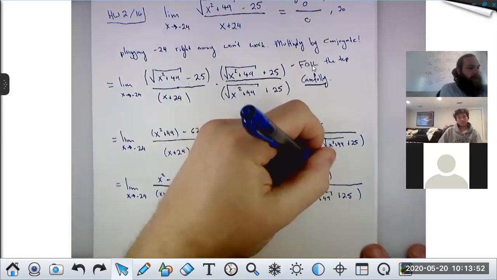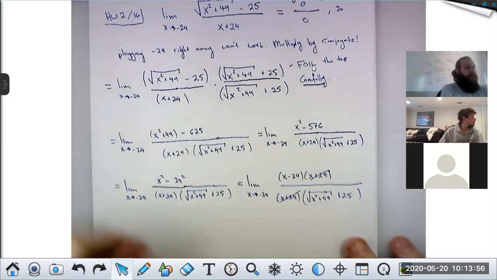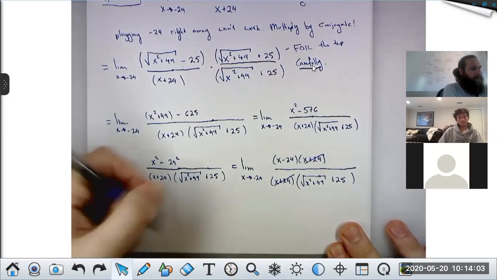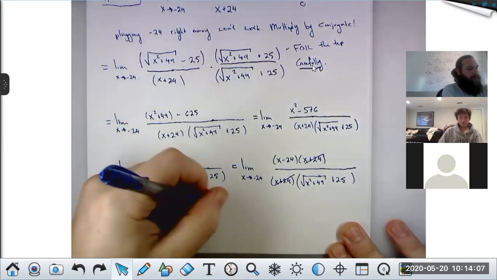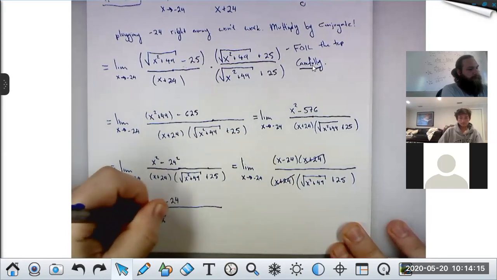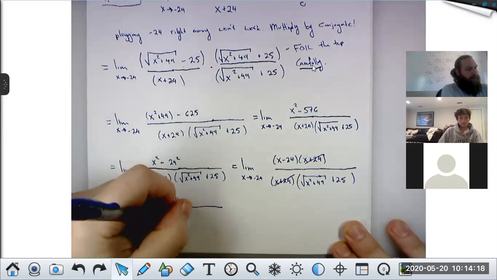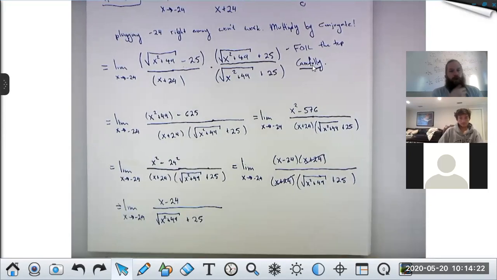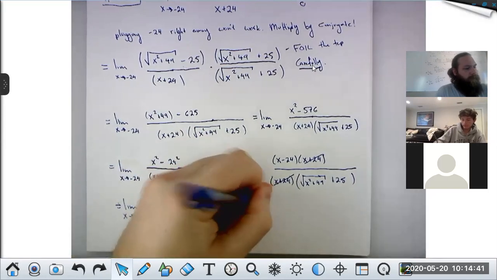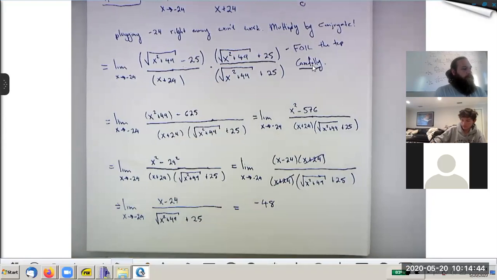So now I can go ahead and cancel the x plus 24s. They're gone. And I get the limit as x approaches negative 24 of x minus 24, that doesn't have any issues, over this term is gone now, so I just have the square root of x squared plus 49 plus 25, right? When we cancel a factor, it just becomes 1. So that thing times 1 is just that thing. And now as I send x to negative 24, I don't have any problems, right? This bottom isn't going to be 0, because instead of having a minus 25, it's a plus 25. And this top will be whatever it is, negative 48. Negative 24 minus 24 is negative 48.